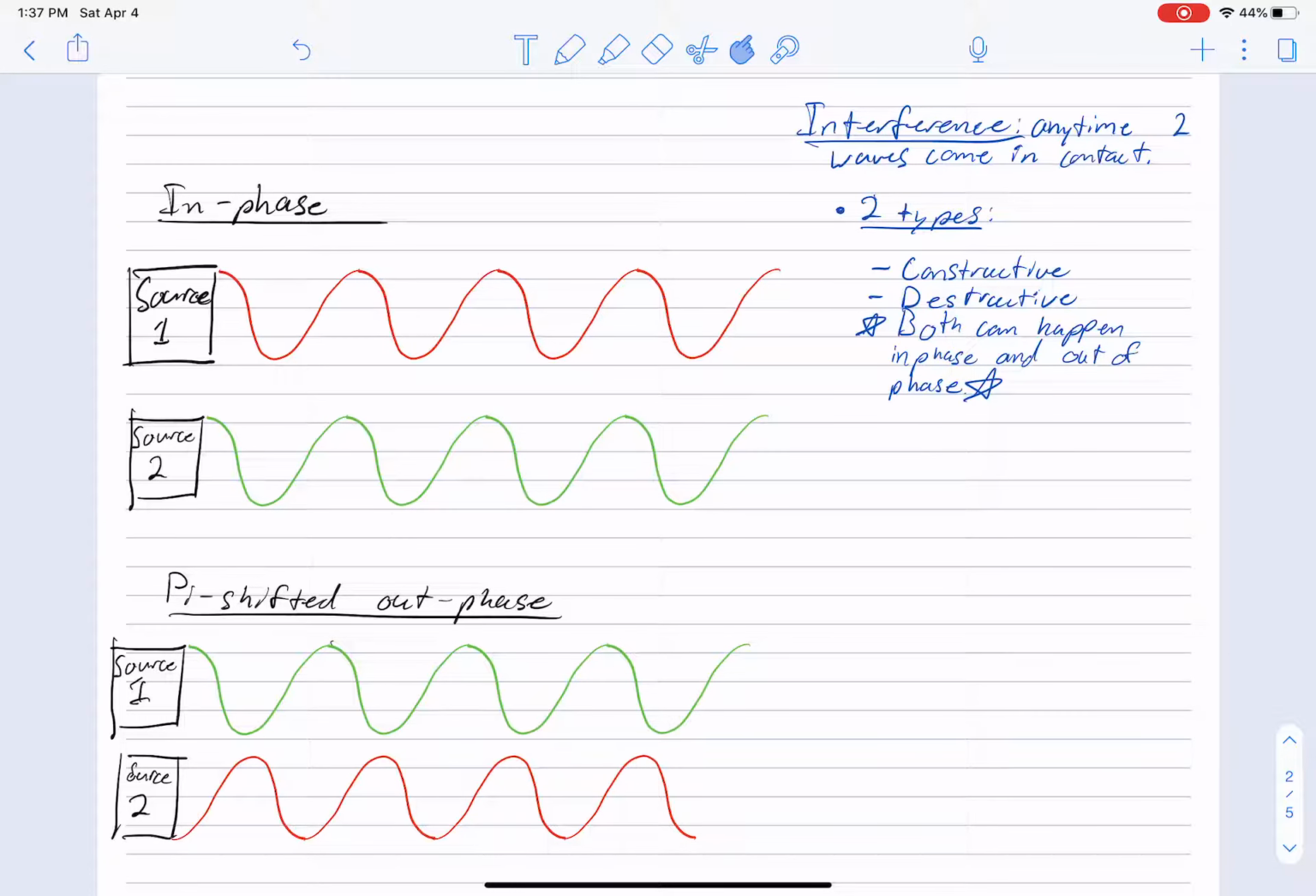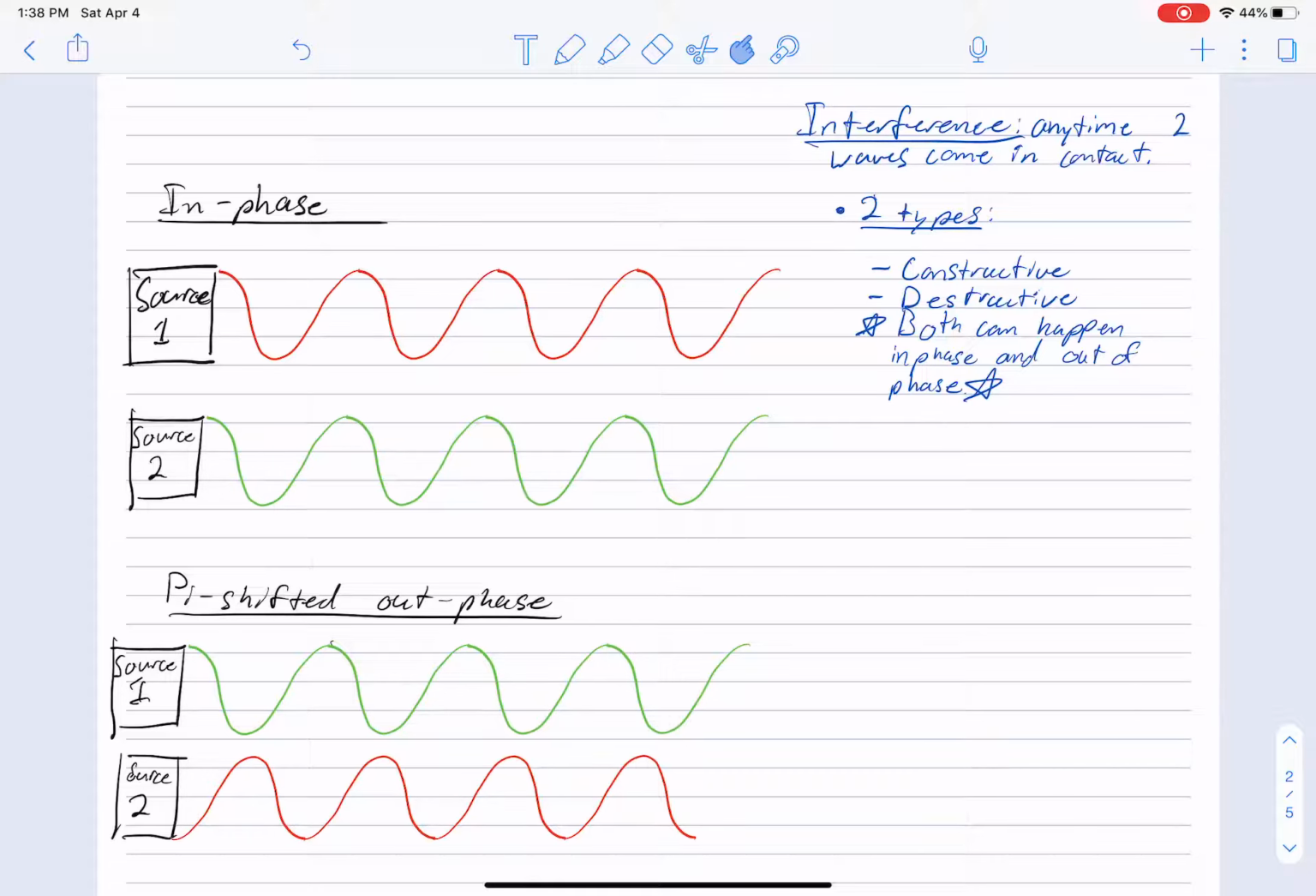In this video, we'll talk about interference, what it is exactly, and where we might see it in our daily lives. Interference is basically whenever you have two waves that come in contact, and it also describes how they interact with one another. In this concept, we have two types of interference: constructive and destructive.